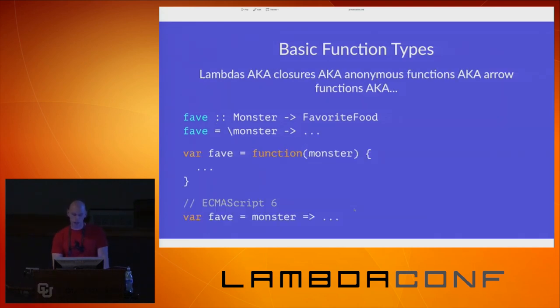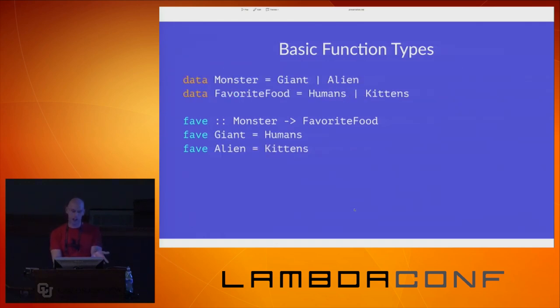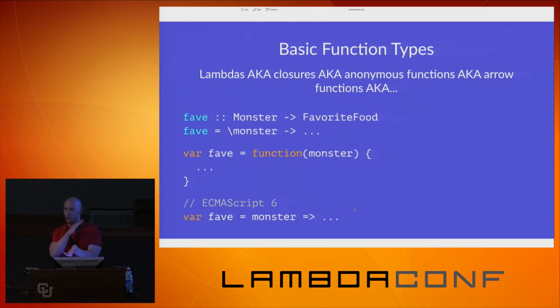Thinking about this more, thinking of fav as a value in the set of functions that map from monster to favorite food, there's actually a syntax that allows you to create a function as a value. And that's exactly equivalent to this definition of fav. That syntax is to use backslash, and the backslash is a poor man's lambda, hence LambdaConf. A lambda is just an inline function specified at the value level.